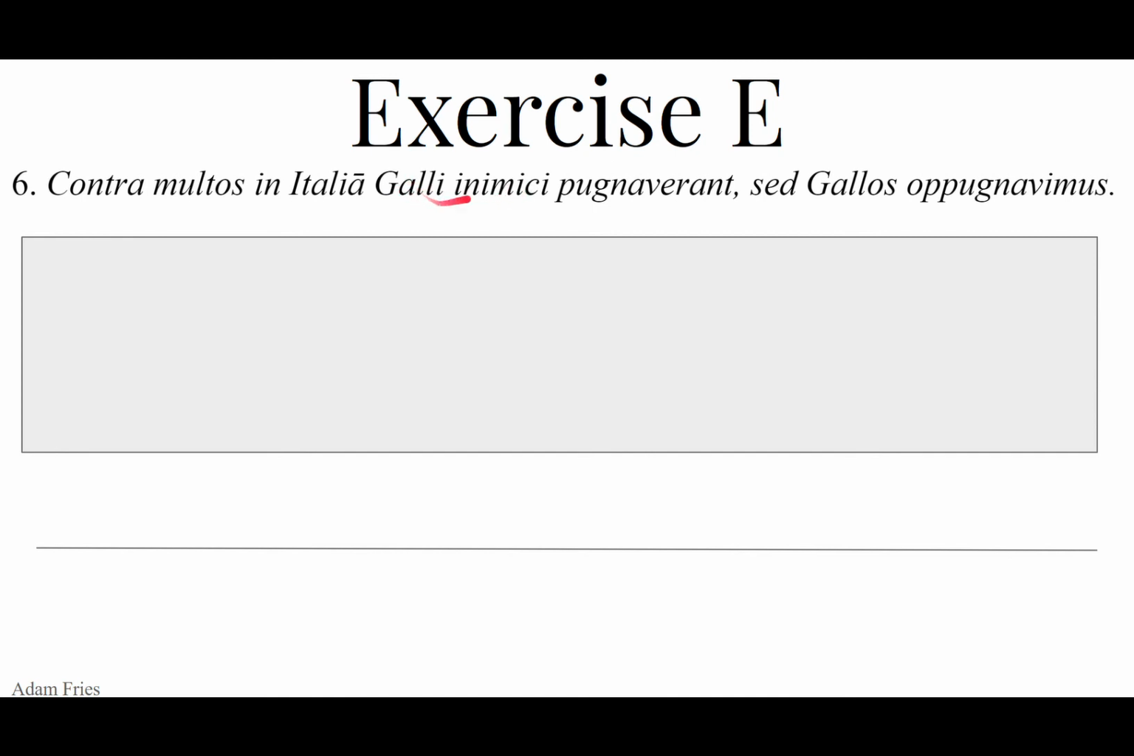Probably going to be the nominative plural subject of the verb. Hey, look, here's that verb. Pugnaverant. Third person plural, pluperfect of pugno, pugnare, pugnavi, pugnatus, to fight. So they, who's the they? The subject in the nominative. The enemy Gauls had fought against many men or many people in Italia. Ablative of location, that's where they did the verb.